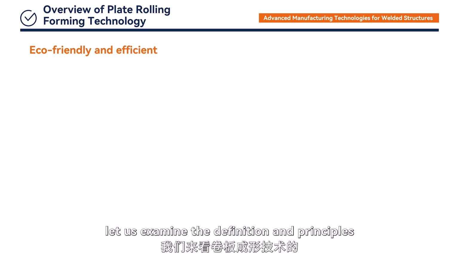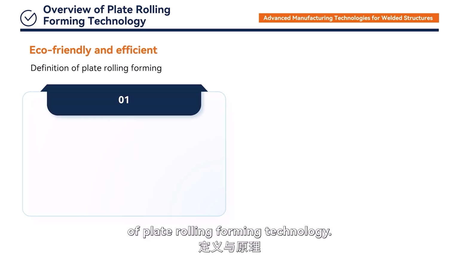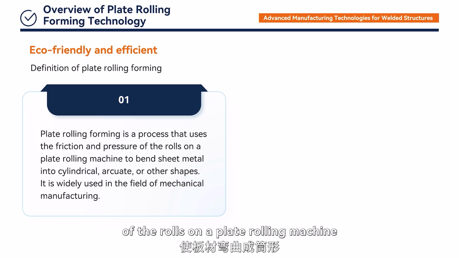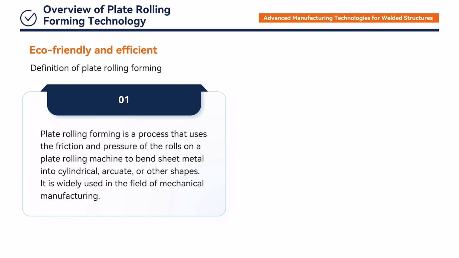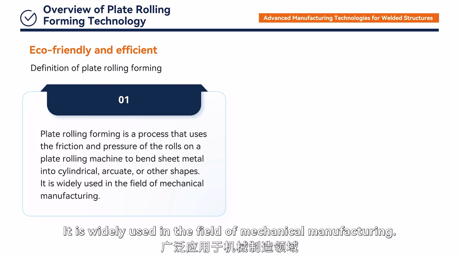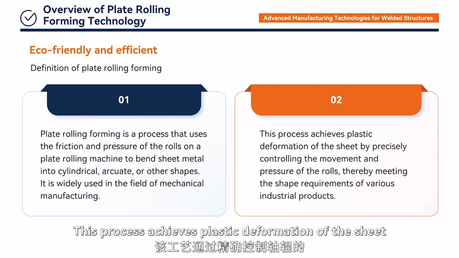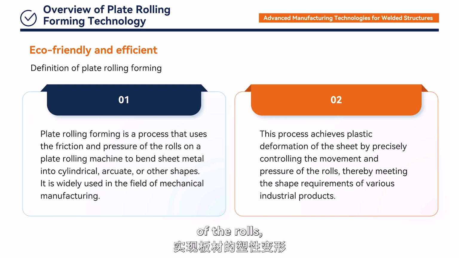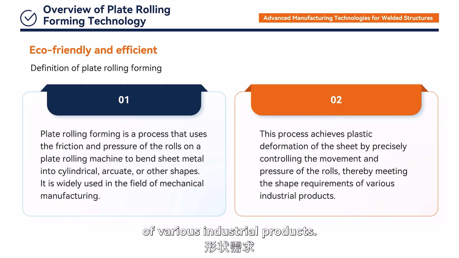First, let us examine the definition and principles of plate rolling forming technology. Plate rolling forming is a process that uses the friction and pressure of the rolls on a plate rolling machine to bend sheet metal into cylindrical, arcuate, or other shapes. It is widely used in the field of mechanical manufacturing. This process achieves plastic deformation of the sheet by precisely controlling the movement and pressure of the rolls, thereby meeting the shape requirements of various industrial products.